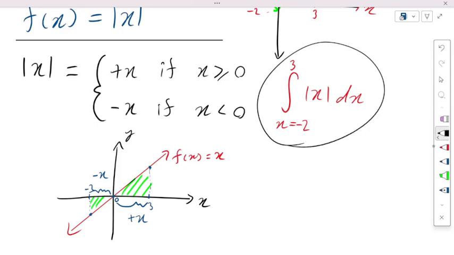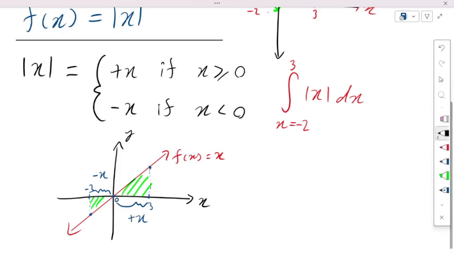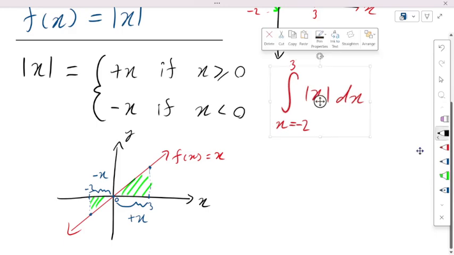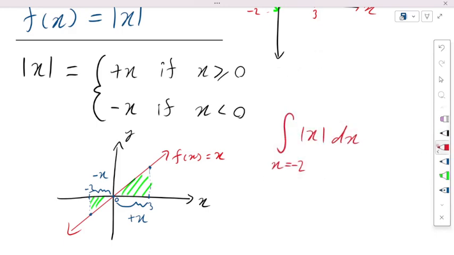Using this integral here. So what we are going to do is say that the integral from -2 until 3 is equal to, and now we're just going to break it up. This is going to be equal to the integral from -2 until 0, because we're working with the negative side first. And if we're working with the negative side, that just means we are going to take the negative x with respect to x.